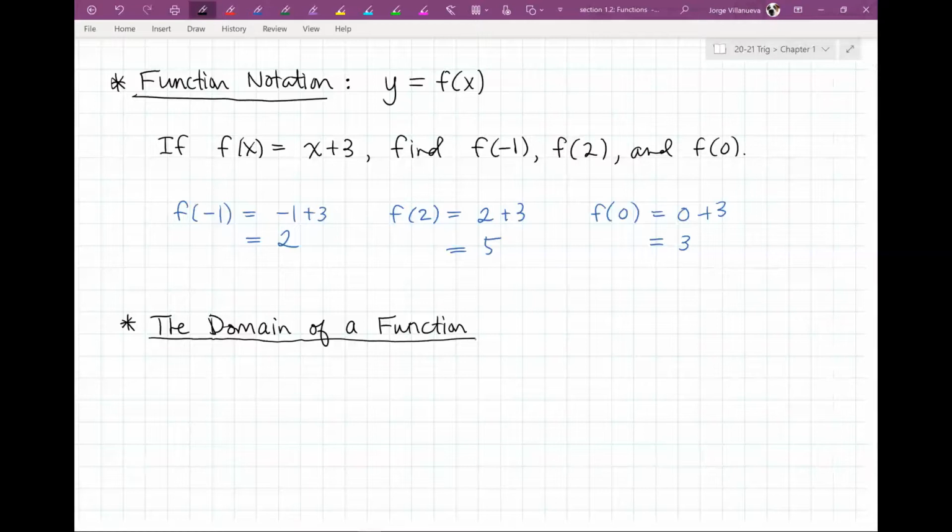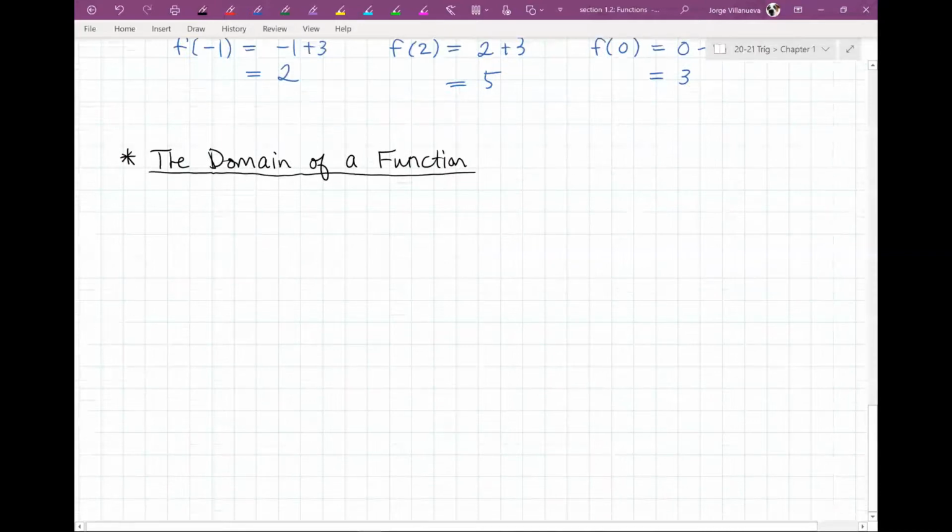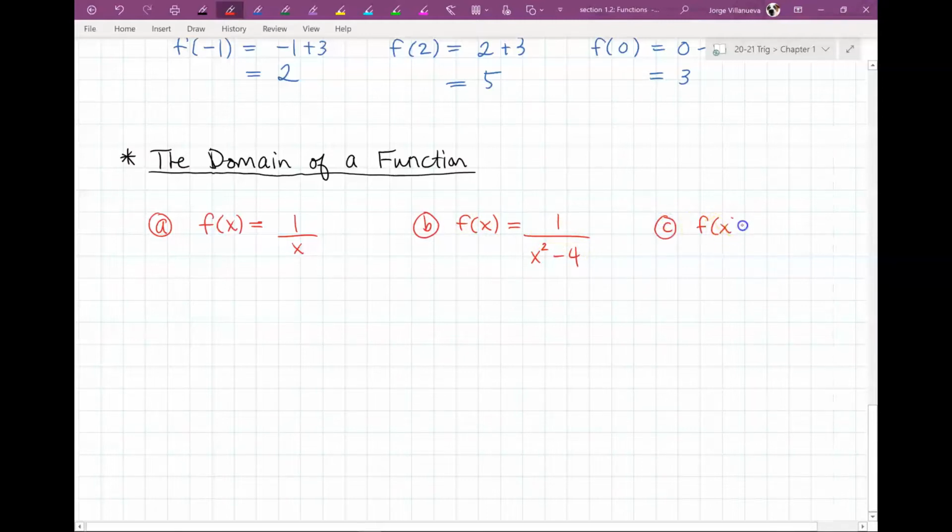Okay. So what I want to do is write the domain of each function. Let's find the domain of each function. So here's the first function. f of x is equal to 1 over x. For the second one, we'll write f of x is equal to 1 over x squared minus 4. And for the last one, this is what we do, and then we'll call it at that point.